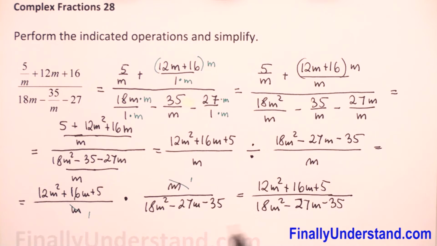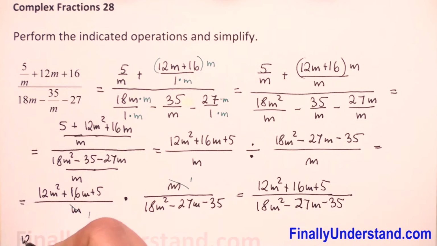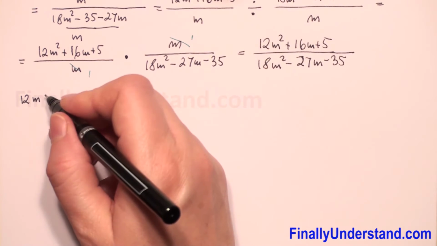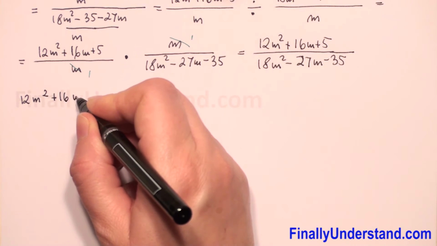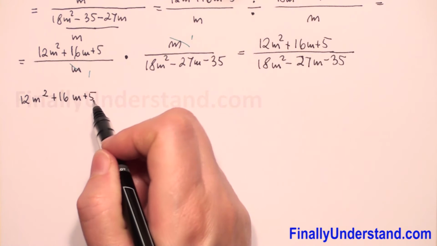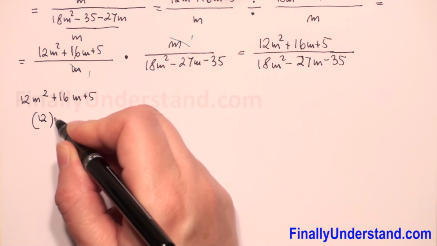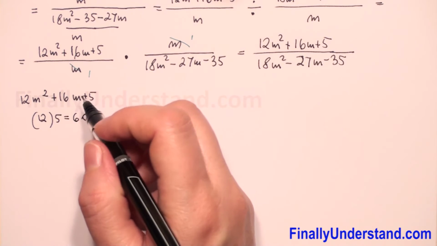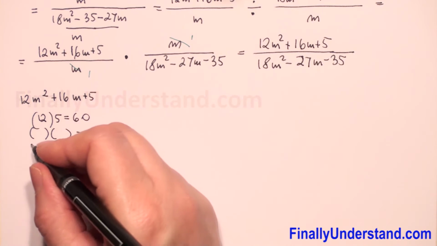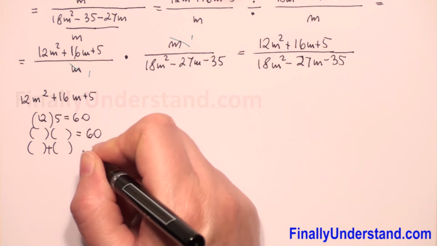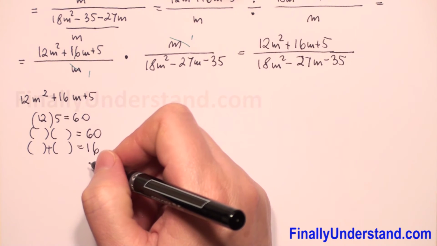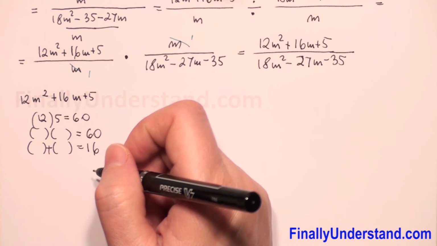So first, let me copy our numerator. We have 12m squared plus 16m plus 5. First we have to multiply the coefficient before the highest power times the constant. So 12 times 5 is 60. Next we have to find two numbers which I multiply and I will have 60. And when I add these two numbers, I will have the coefficient before m, which is 16. So it will be 10 and 6.